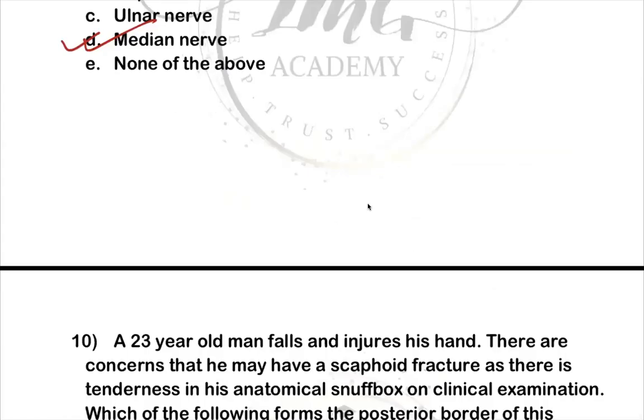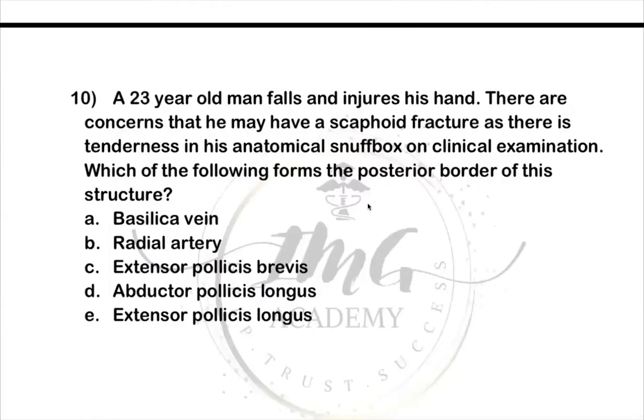Okay, all right. Next is, who can read this question, please? I'll read. Dr. Reed, go ahead. A 23-year-old man falls and injures his hand. There are concerns that he may have a scaphoid fracture as there is tenderness in his anatomical snuff box on clinical examination. Which of the following forms the posterior border of this structure?